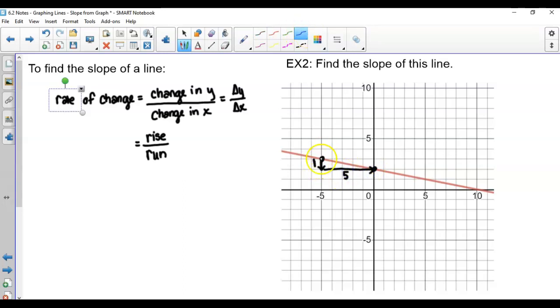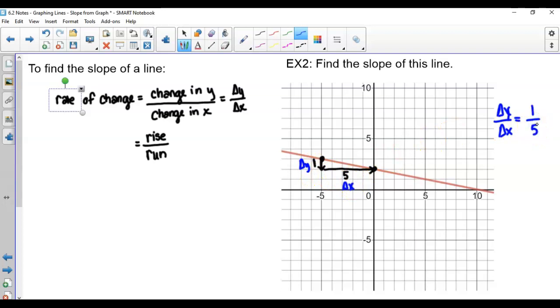So up or down, that's my change in y. And left or right, that's my change in x. So my slope for this graph, change in y over change in x, is going to be, my change in y was 1, my change in x was 5.